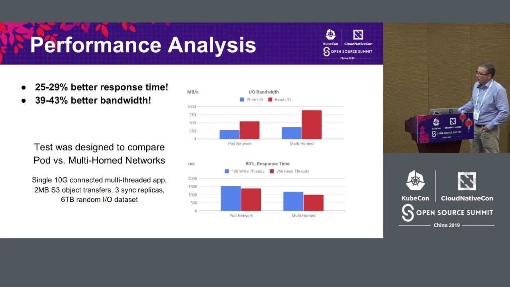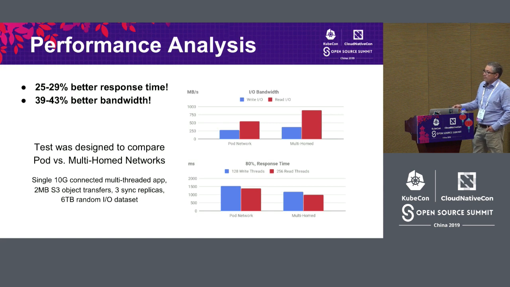You may wonder why there are so many milliseconds. Well, because we have 128 write threads and 256 threads, and obviously we're bound by the I/O. We have only 16 disks in that system. But I've done this on purpose because I wanted to highlight how the system is going to behave with a multi-threaded application. The example is just 2 megabyte S3 object transfers, with 3 synchronous replicas, and a 6 terabyte random I/O data set. So it's a real test case, a real use case of how a system can benefit from multi-home.